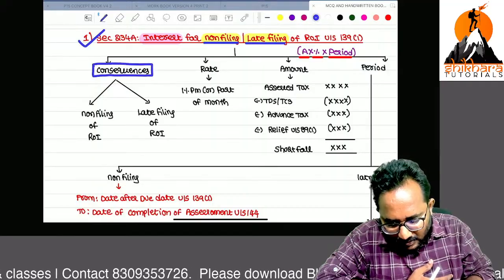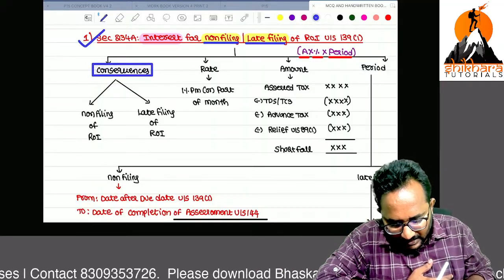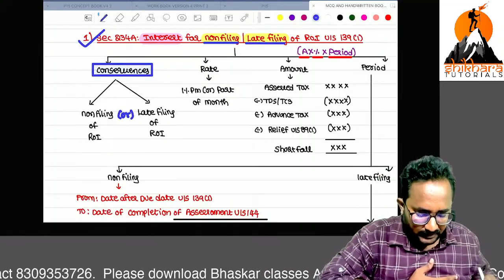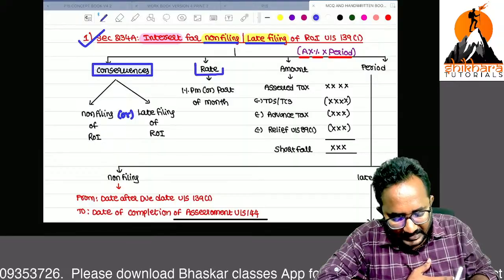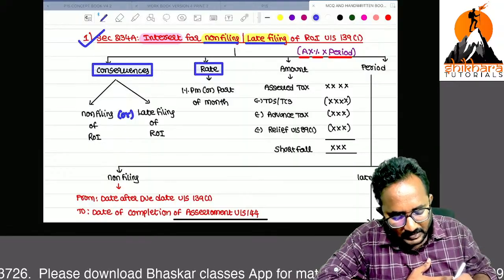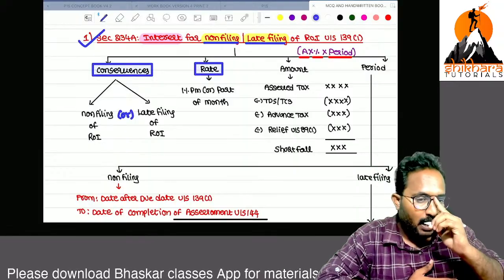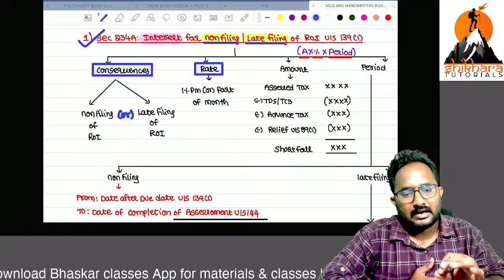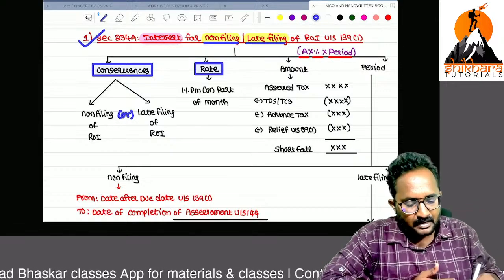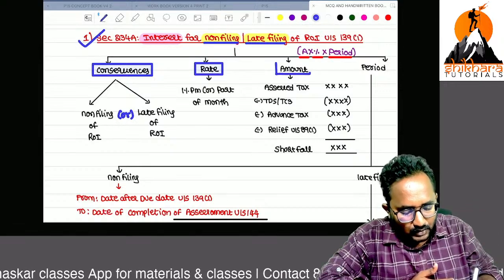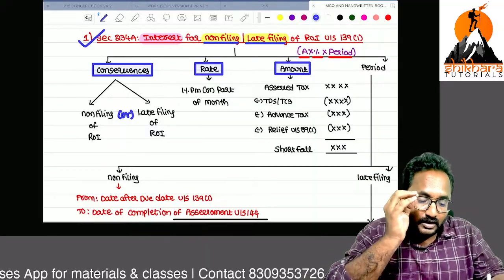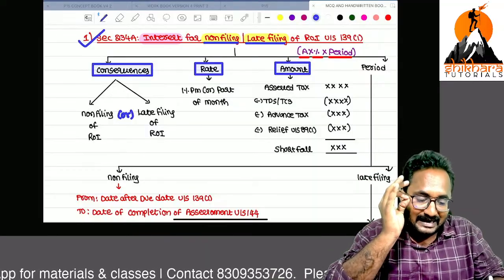Here, why are we calculating the 234A interest? Either non-filing or late filing of return of income. The rate of interest is very easy here. You are required to pay 1% per month or part of the month. Part of the month also, you are required to pay 1% only. On which amount are we required to calculate the interest? That is important.